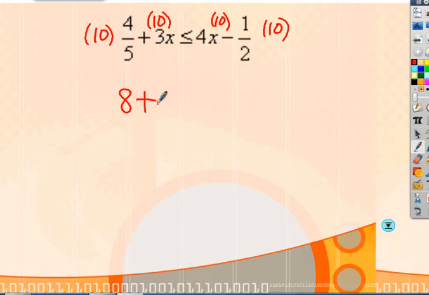Then you will multiply 10 times 3x. 10 times 3x gives you 30x. Bring down your less than or equal to symbol. The next multiplication will be 4x times 10, which is 40x. And the last multiplication will be negative 1/2 times 10. Negative 1/2 times 10 is negative 10 divided by 2, which is negative 5.